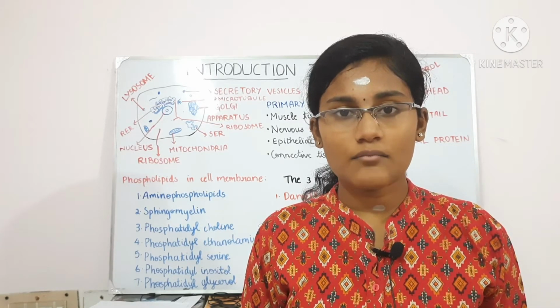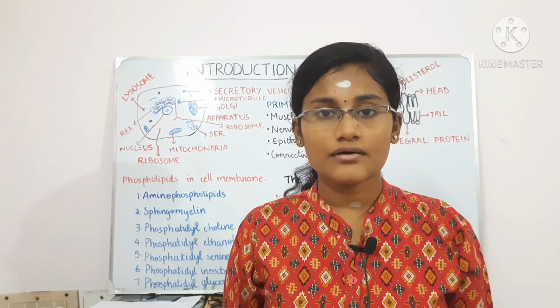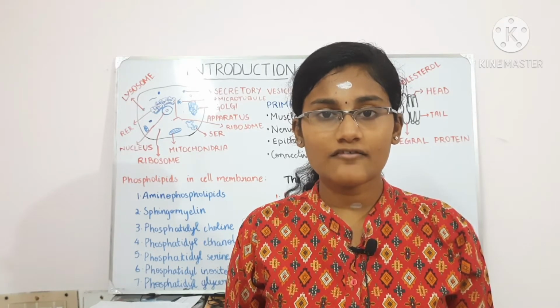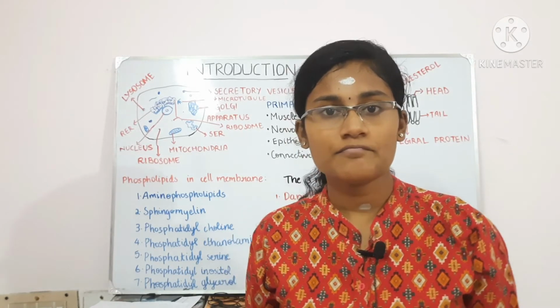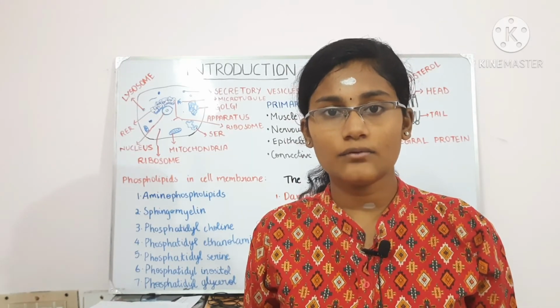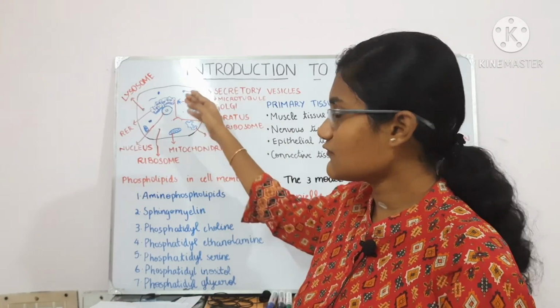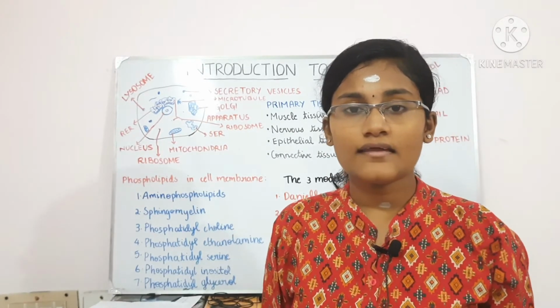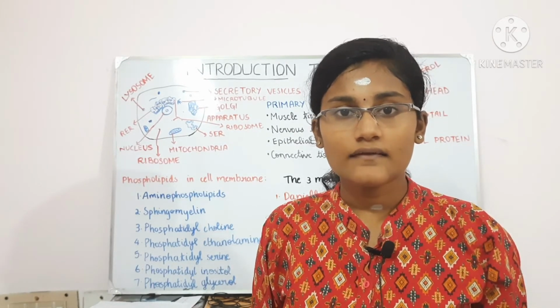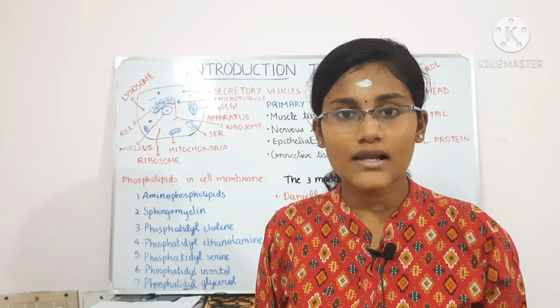Now let's talk in detail about the cell membrane. So the cell membrane is a protective sheath that covers the cell body, that includes the cytoplasm and the nucleus. Okay, so this is the cell membrane and it is a protective sheath for the cell body. And the cell membrane is also called the plasma membrane or the plasmalemma.